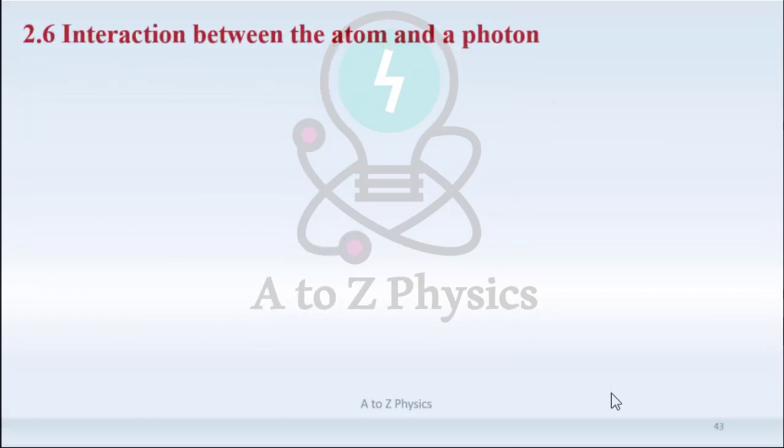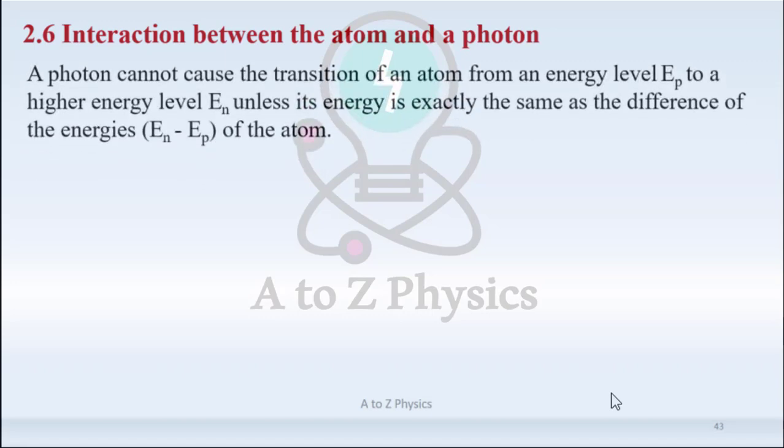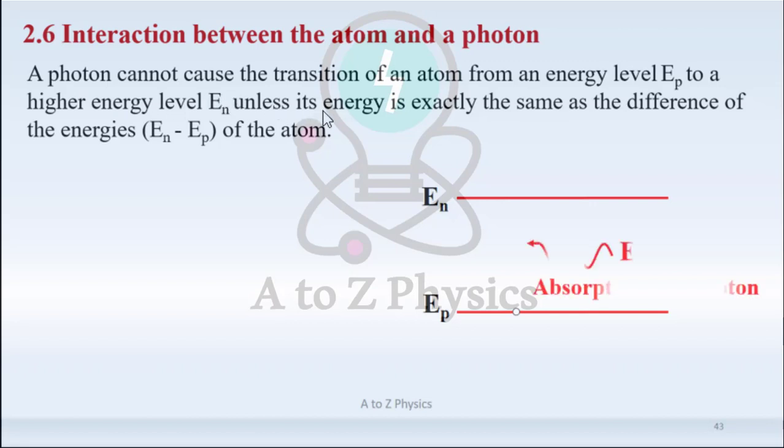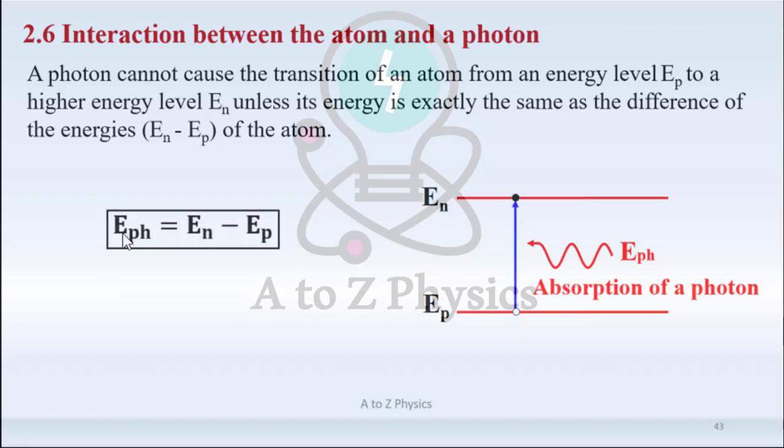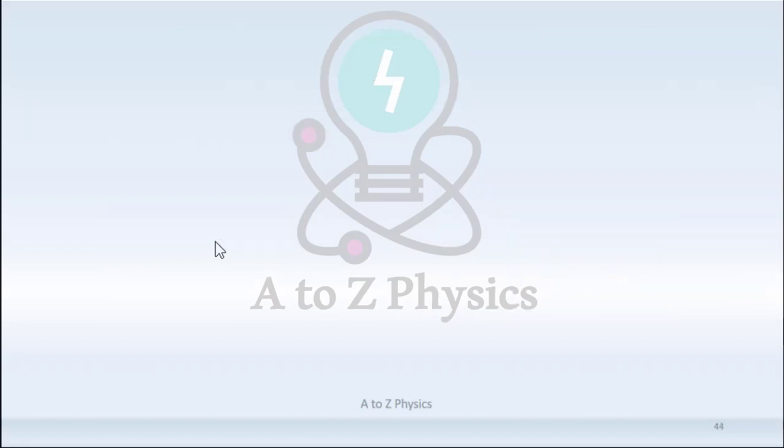The atom can make a transition from a lower state to a higher state after interacting with a photon or electron. Let's start first with the interaction between the atom and a photon. A photon cannot cause the transition of an atom from energy level EP to a higher energy level En unless its energy is exactly the same as the difference of the energies En minus EP of the atom. So E photon is always equal to En minus EP.